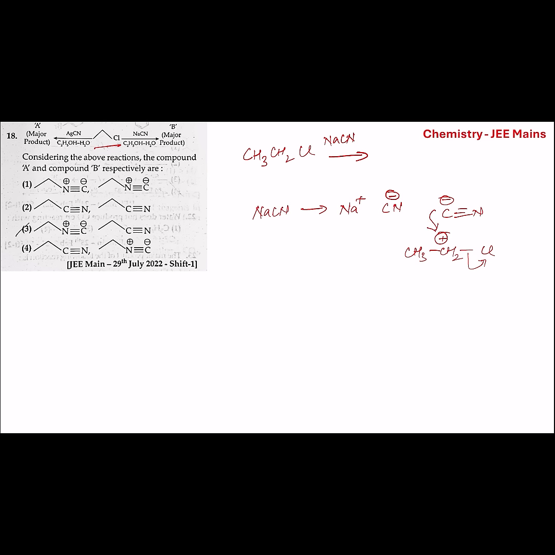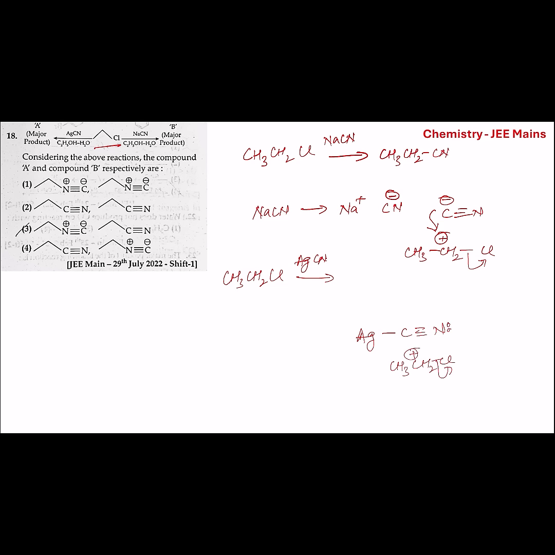So the main product will be CH3CH2CN. And when CH3CH2Cl reacts with AgCN, now AgCN is covalent compound. So what happens? In CH3CH2Cl, when the carbon-chlorine bond breaks, there is positive charge on the carbon.